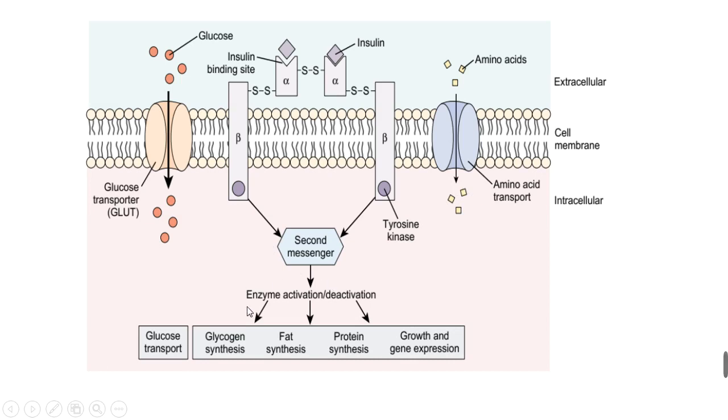This will cause enzymatic activation and deactivation that results in glucose transport into the cell, glycogen synthesis, and you know where glycogen is synthesized and stored, fat synthesis when the glucose passes into the fatty cells, protein synthesis when the amino acids pass into the muscle cells, and also growth and gene expression for new protein synthesis according to the need of the target cells.